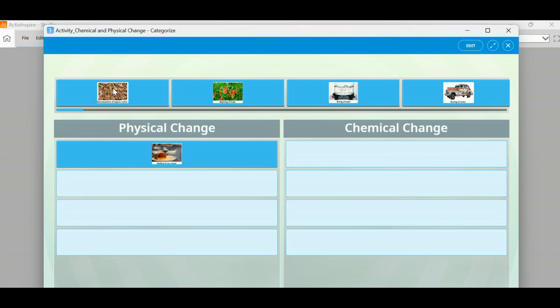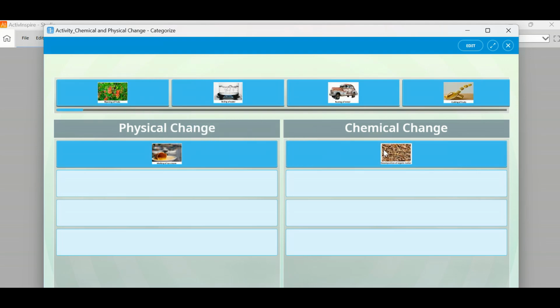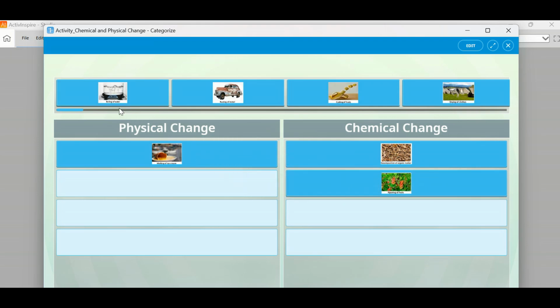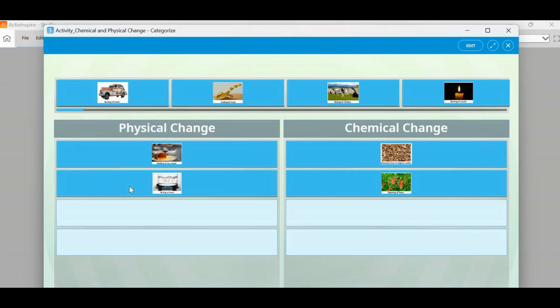Decomposition of organic matter. It's a chemical. Ripening of fruits. It is a chemical change. Boiling of wood. What kind of change is it? Physical.